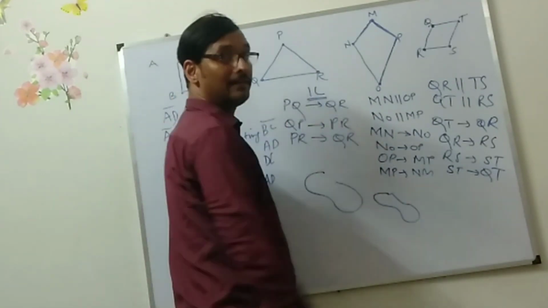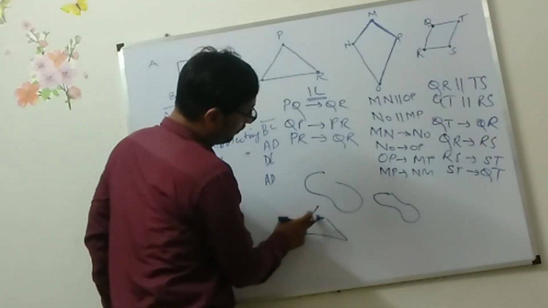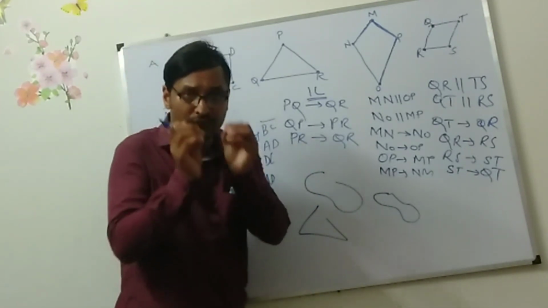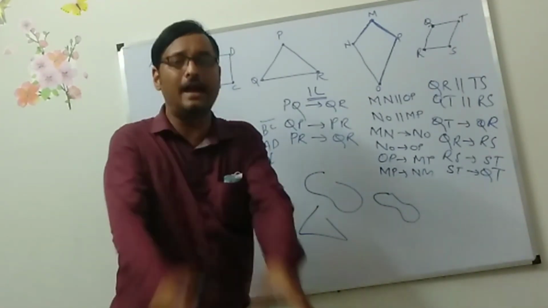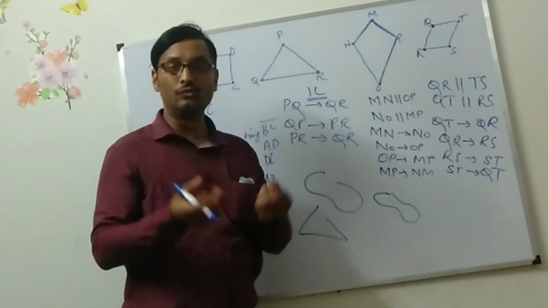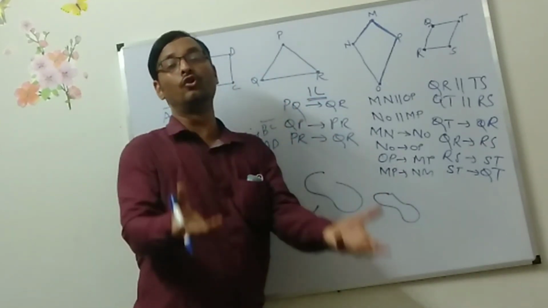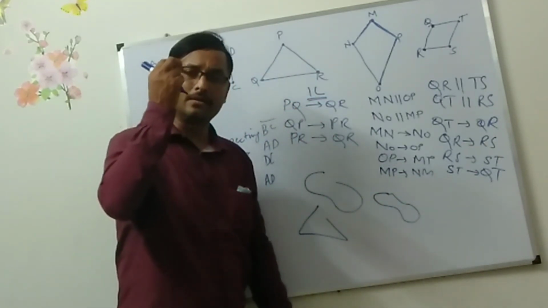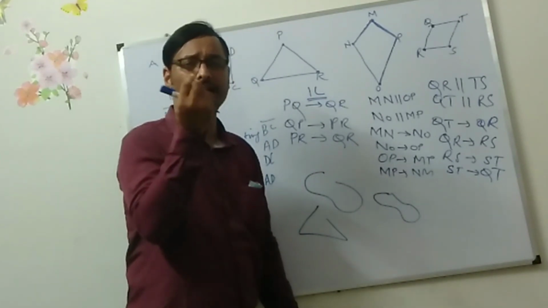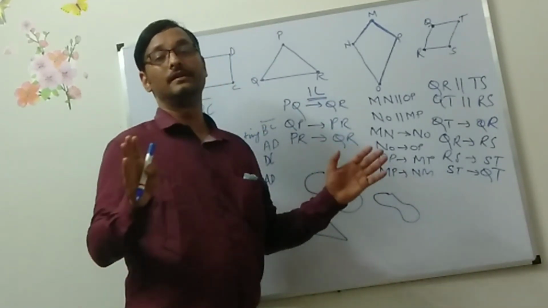This is the triangle, this is a closed figure. If I make it like this, it is open, there is a gap. If you are finding any gap, that is an open figure. If it is closed from all the sides, it is a closed figure. If you are finding a single gap, that is an open figure.